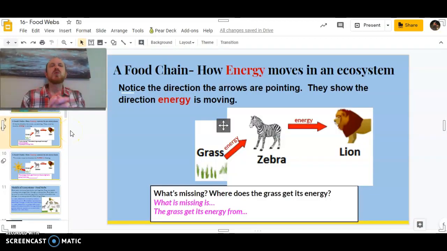So hopefully you've heard of a food chain before. I hope that you did this in elementary school. A food chain shows energy. Maybe if you talked about food chains before, you talked about like, oh, this thing eats that. But what we're actually using it for scientifically is to model how energy moves through an ecosystem. So right here, I hope you got this from the do now. Energy from the grass goes into the zebra when the zebra eats it. Energy from the zebra goes into the lion when the lion eats the zebra.